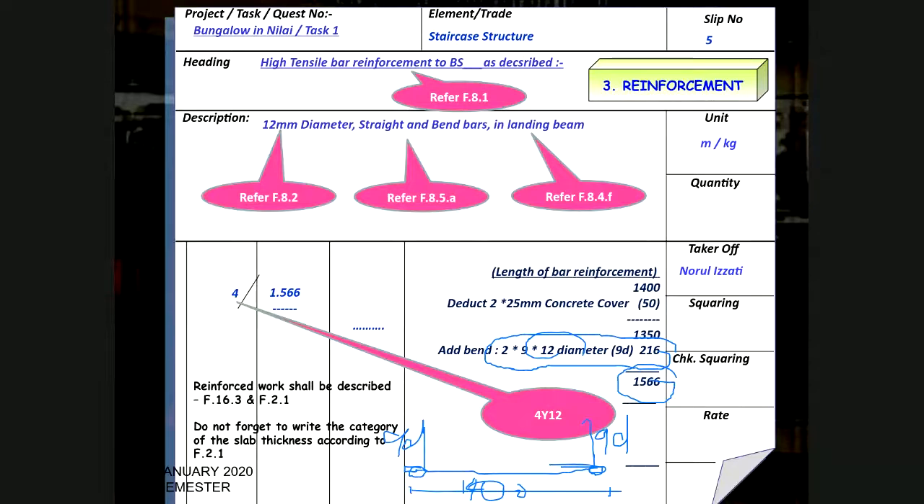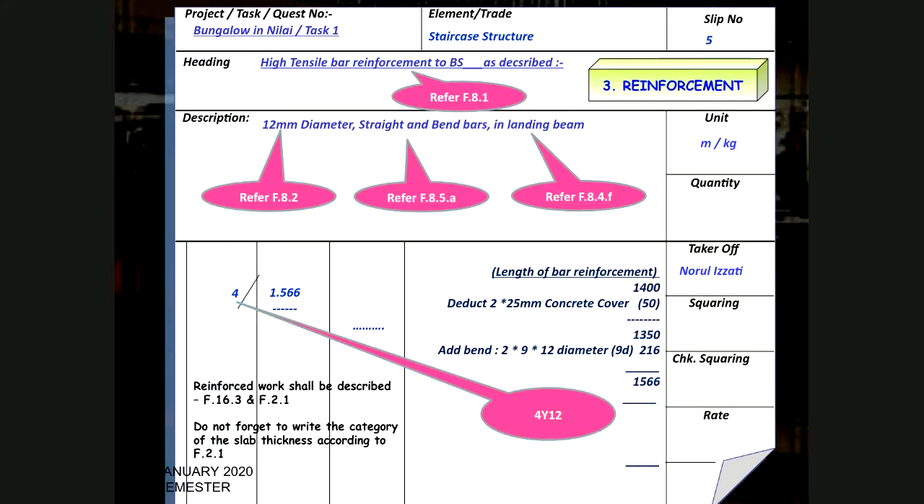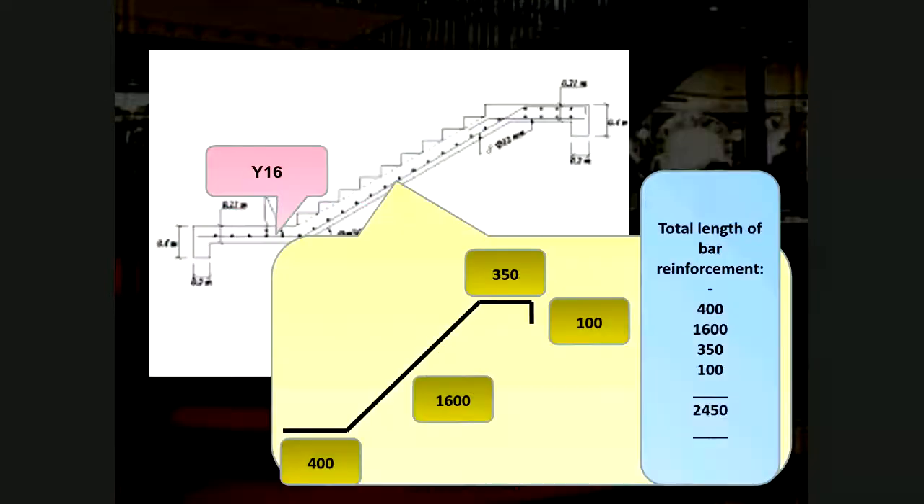This one I have to correct as well. Please make sure that the length is only in 2 decimal places: 1.57. Then times 4, because we have 4 bars. Logically, the bar reinforcement in the beam has a minimum of 4. Why do I say minimum? Because sometimes you have more. A minimum of 4 means you have 2 on the top and 2 at the bottom. This is one example of the calculation.